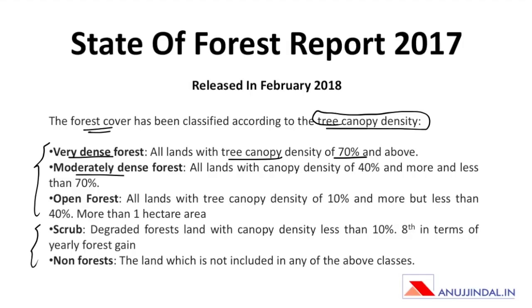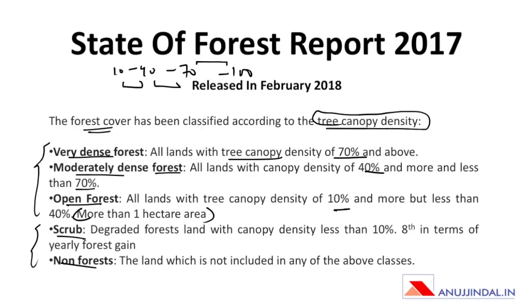In moderately dense forest it is 40% to 70%, whereas in open forest it is 10% to 40%. So it's very simple: 10 to 40 to 70 to 100. 10 to 40 is open, 40 to 70 is moderate, 70 to 100 is very dense forests. And there is one more requirement here: the tree cover has to be more than 1 hectare of area. So if the tree cover is less than 1 hectare, that is not to be counted under forest cover, that will be counted under tree cover.